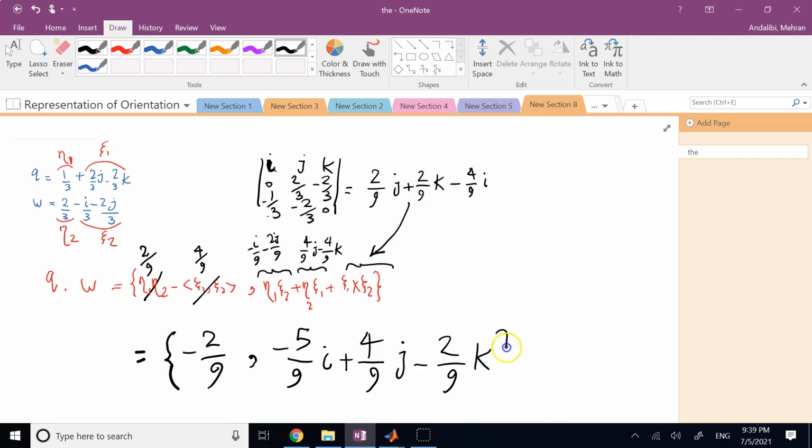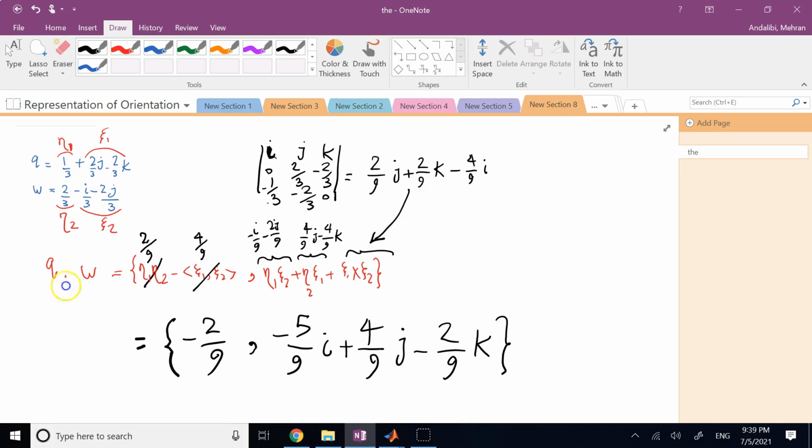Okay, so that's your quaternion. Negative 2 over 9, negative 5 over 9, 4 over 9, and negative 2 over 9. These are the 4 numbers of your result, correct? We did it using the first formula.